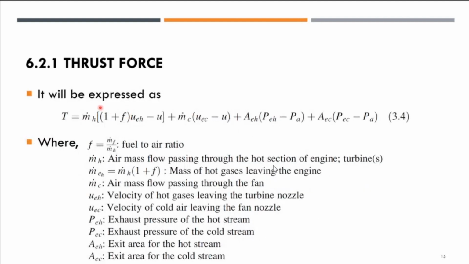So it can be expressed based on figure 1 just now. The thrust force can be expressed as follows. You have the hot air exhaust component and the cold air exhaust component, the area for the hot region, and the area together with the pressure for the cold region. These are the definitions and the glossary for all the parameters highlighted in equation 3.4.